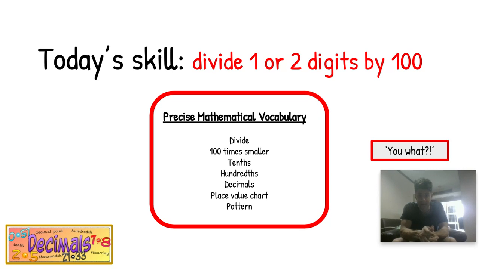And there's a word in there, pattern. So there's a problem-solving question later on when you have to spot a pattern. So you have a look at links and what you can see has happened so far in order to predict what you think will happen next. So today we're dividing 1 or 2 digits by 100.